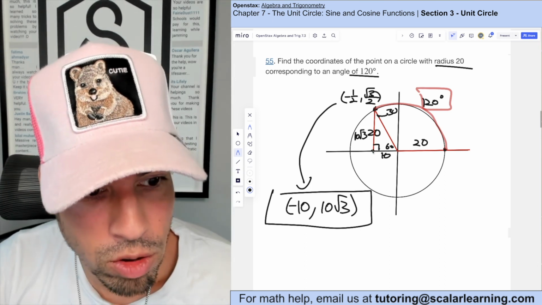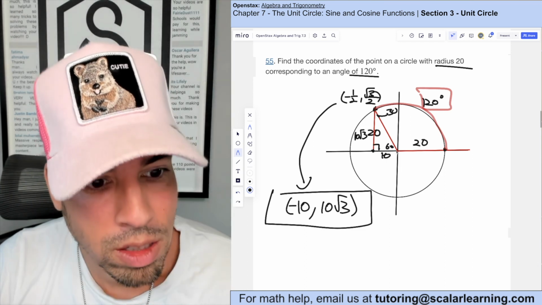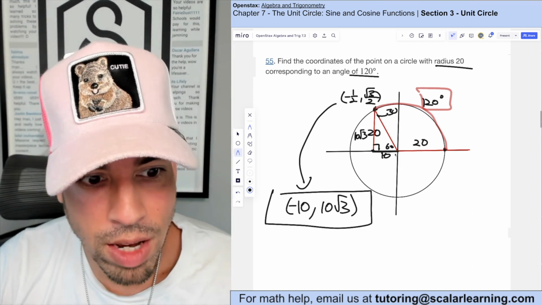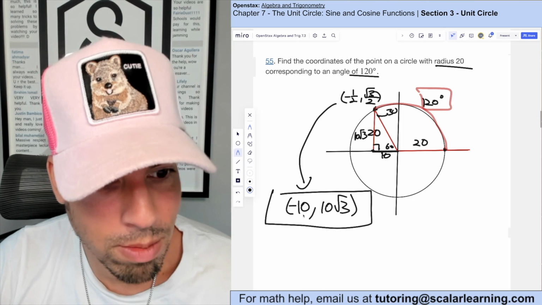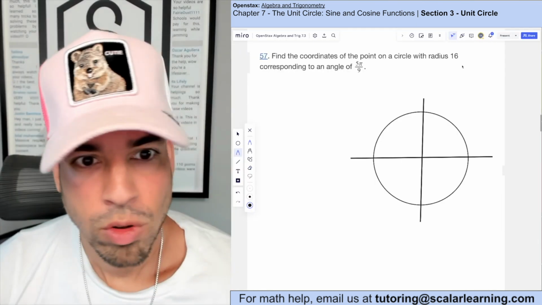And since I know that this is a length of 10 rad 3, that y value needs to be positive 10 rad 3. Since this is a length of 10, that x value, but it's going left, right? That x value is going to be negative 10. So we just verified it. That's another way to do it. Done.